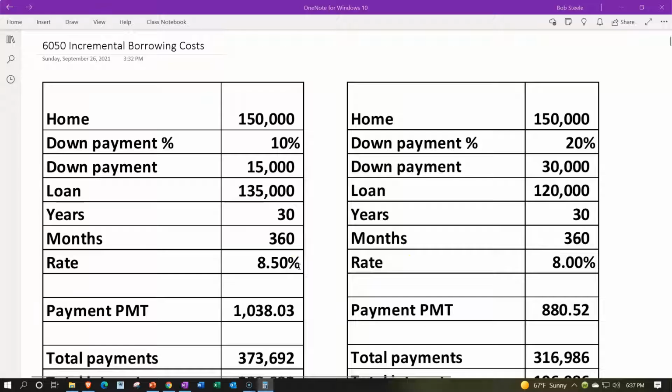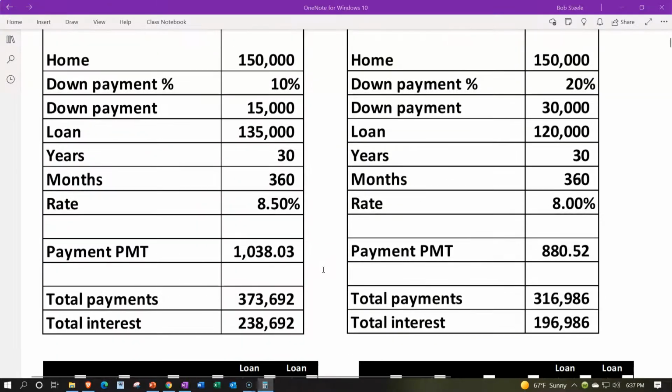Now, obviously, as the loan amount goes up, the interest rates will typically increase with larger loan amounts as well. So you would expect that as the loan amount increases, the rate will typically be increasing at some point as well. The payment calculation between the two, using the standard payment calculation method within Excel or a financial calculator, the PMT, would be 880.52 for the lower loan amount, the 120, versus 1,038.03 for the larger amount.